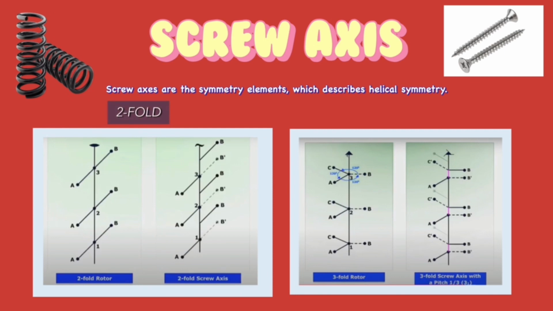Two-fold screw axis: at point 1, A will produce B prime due to the two-fold rotor, then translate to B. The process is two-fold rotation and translation. At point 2, A will produce B. At point 3, A will produce B.